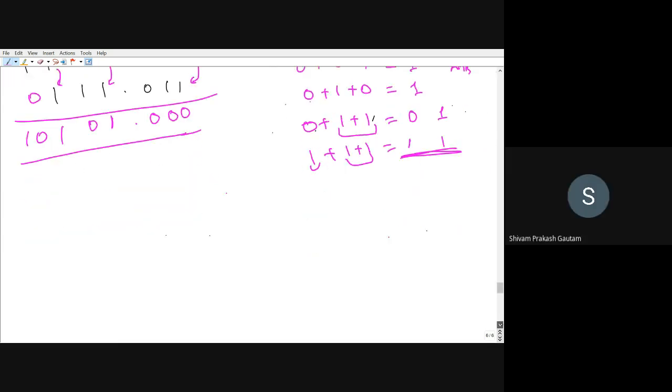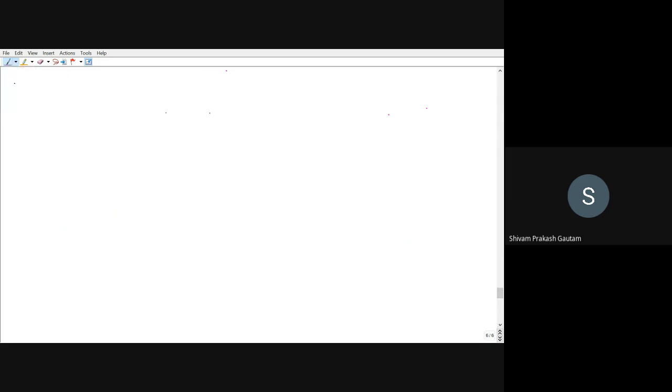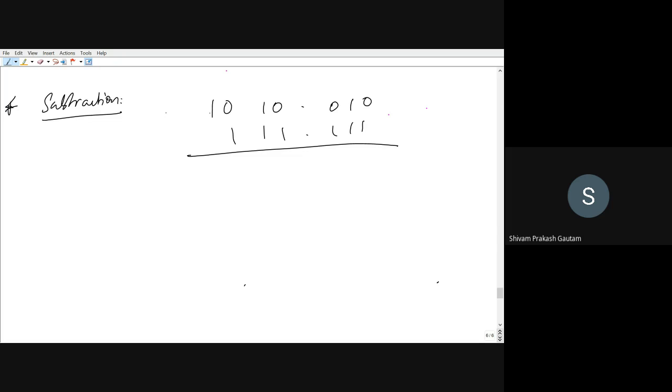Okay. Similarly, we can see subtraction using binary. Subtraction is 1010.01011 minus 111.111. Here what you have to do, you have to borrow, right? So just see from where we can borrow. You can borrow it from here. So it will be equal to 10, and if you give it to here, so this will be 10. 1 will be remaining, and 1 will go here. So it will be 11, right?